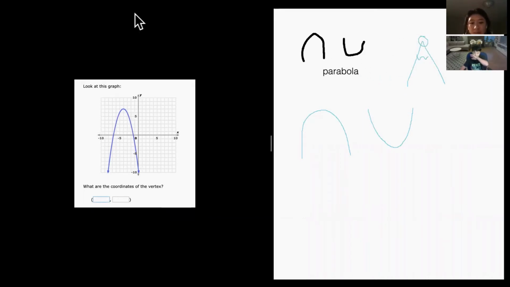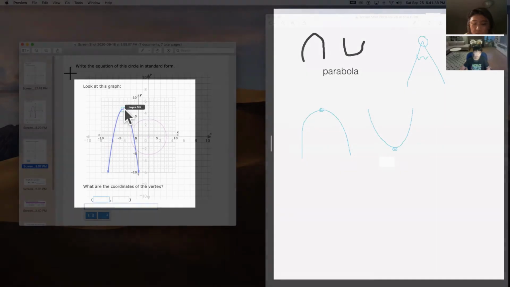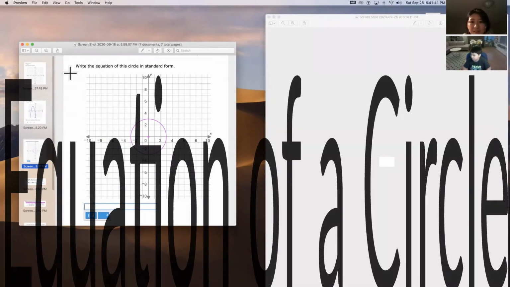So on a parabola, it's the tip of the curve, the middle of the curve, where it goes from decreasing over here to increasing. So this would be the vertex. So in this problem, it would be this point right here. Okay, I'll give you the standard form.